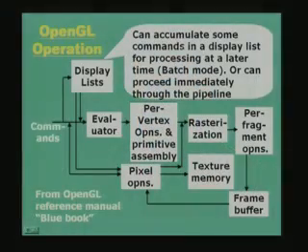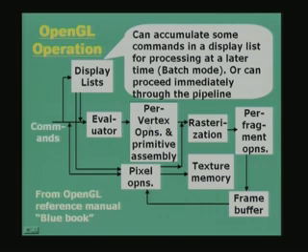It could be just a draw line command, draw point command, draw primitives at some higher levels, but at a lower level it just becomes draw low level primitives of OpenGL. And that display list is generated by OpenGL from your commands. As you look back, it can accumulate some commands in a display list for processing at a later time in batch mode, or it can proceed immediately through the pipeline. And this is the pipeline.